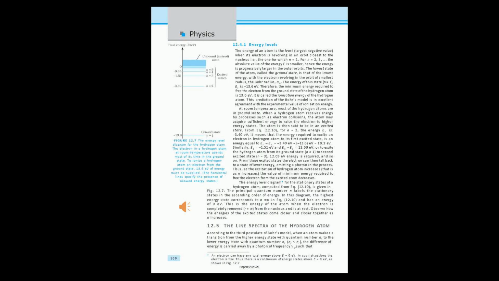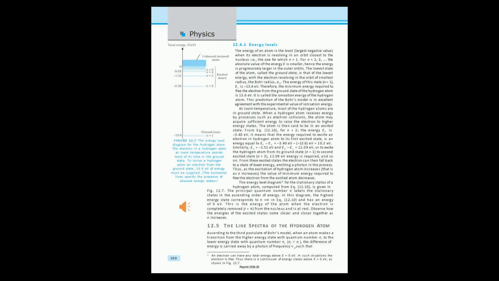At room temperature, most of the hydrogen atoms are in ground state. When a hydrogen atom receives energy by processes such as electron collisions, the atom may acquire sufficient energy to raise the electron to higher energy states. The atom is then said to be in an excited state. From equation 12.10, for n equals 2, the energy E2 is minus 3.40 electron volts.